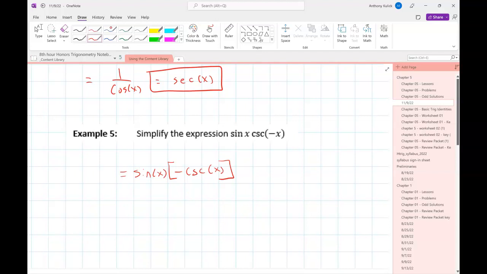Now, what do you want to do? Use the reciprocal identities. Great. Which one do you want to do? Turn cosecant into 1 over sine. What were we left with? -1. Woo! Isn't that cool? I love when that kind of thing happens.